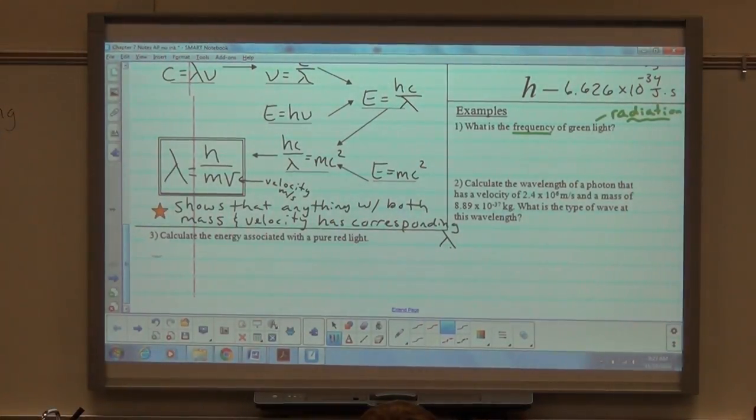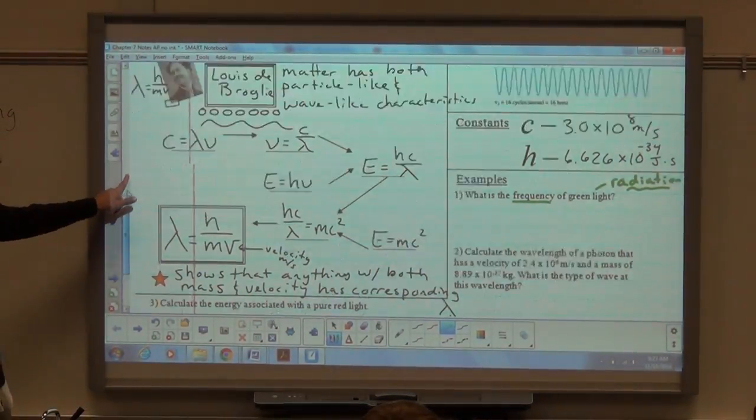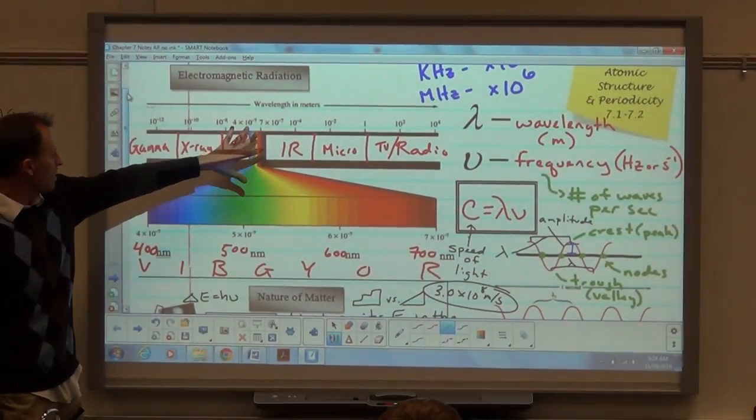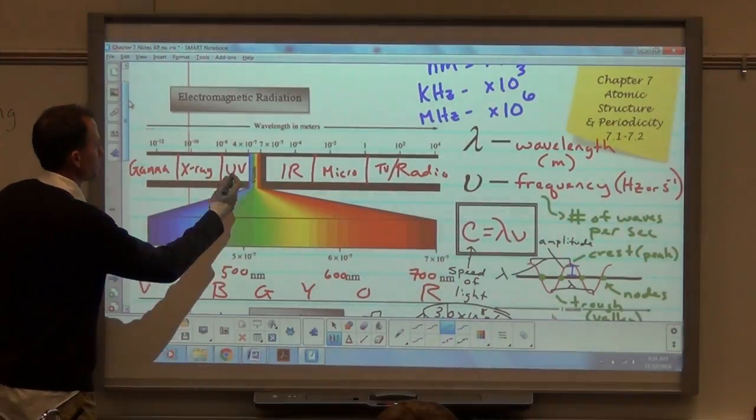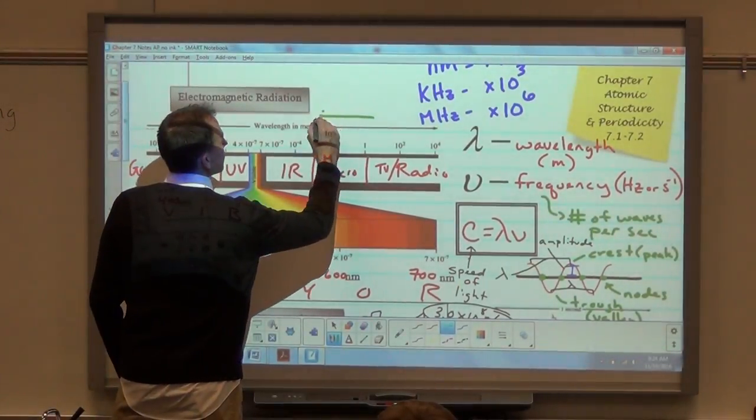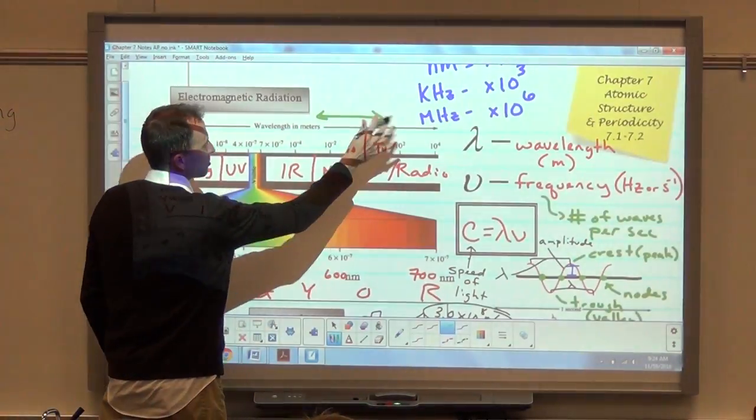So radiation, you got to remember that this is wavelength, always wavelength. And if it's given to you in another way, that's fine. You know what? Actually, up here, let's just do this quickly.